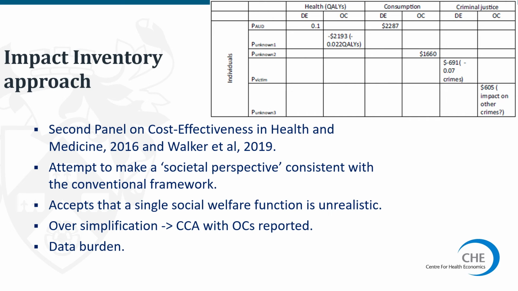So really, I suppose it accepts that perhaps a single social welfare function is not realistic to add everything up together, but it's also perhaps a rejection of the sort of cost consequence approach, where this might be considered an oversimplification where opportunity costs are not reported. And in practical terms it's pretty data heavy, but I think it provides a useful approach nonetheless.